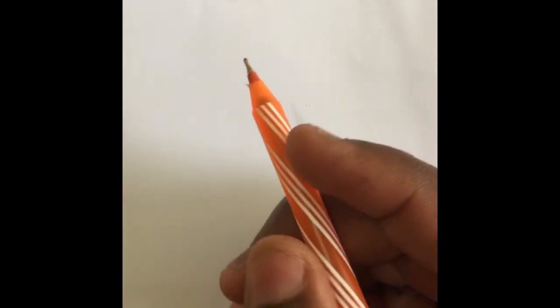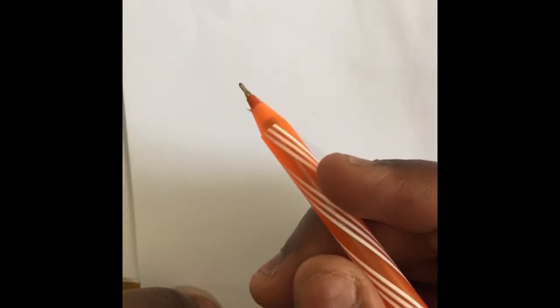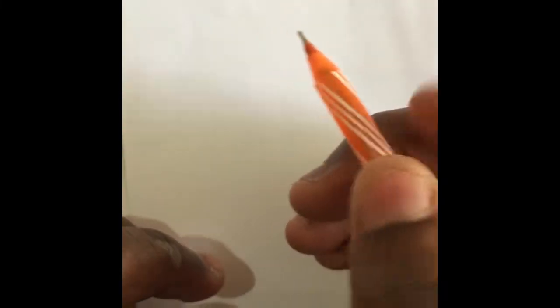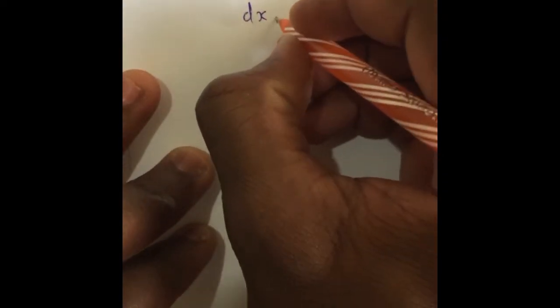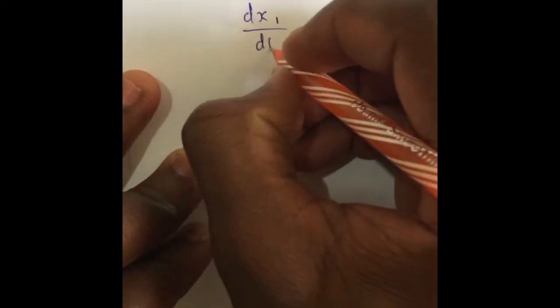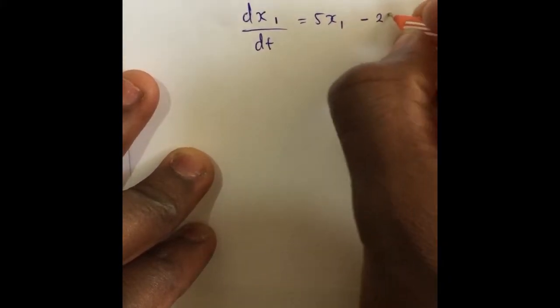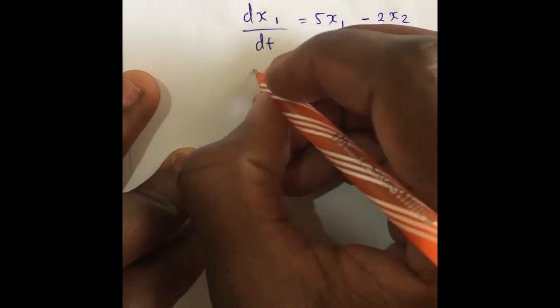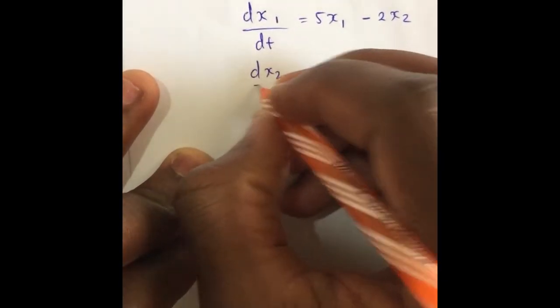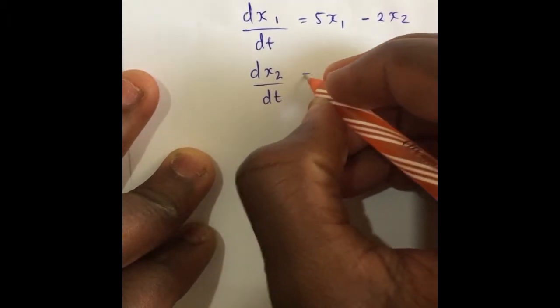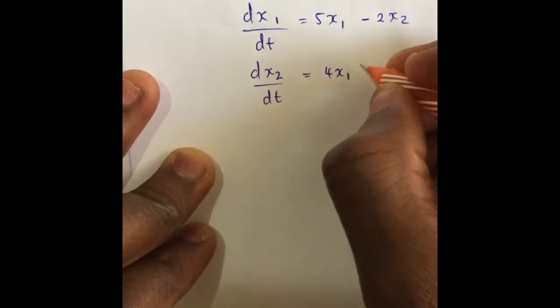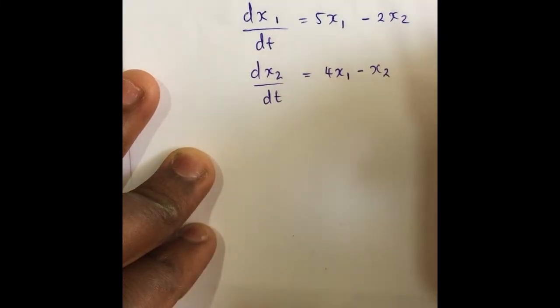Today we are going to tackle an ordinary differential equation problem. Our problem today is dx1 over dt equals 5x1 minus 2x2 and dx2 over dt equals 4x1 minus x2. So this is equation 1 and this one over here is equation 2.